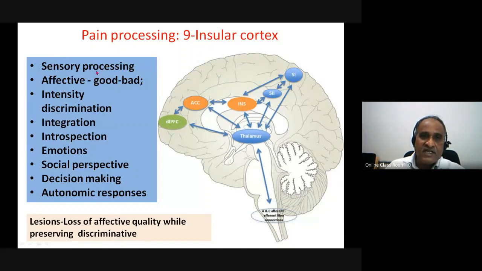Now, what it does is help with sensory processing with S2, especially in terms of intensity discrimination, and the good or bad component of the pain. And it tries to integrate the pain and other pain-related responses, that means the reflexes, the posture, and other components. And it will try to give the introspection. That means it tries to decide whether it should be carried further to the anterior cingulate cortex.